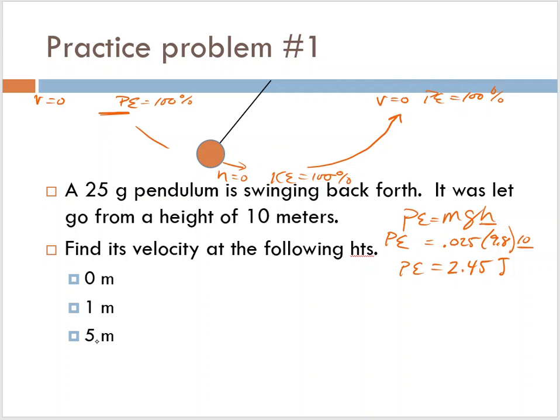So I'm going to start here at the 0 meter mark. Once it's all the way down here, height is 0. Well, we've learned that 100% of the potential energy has been transferred into kinetic energy. So here I can simply say that the kinetic energy is 1/2 mv squared. In this case, that's going to be 2.45 equals 1/2, the mass is 0.025, and then the velocity is what we're going to solve for.